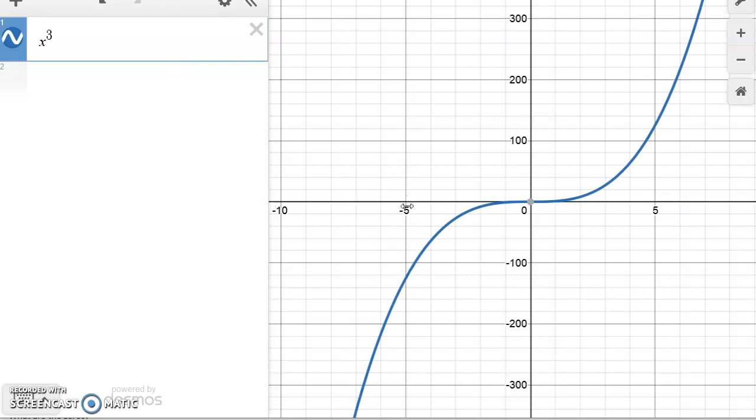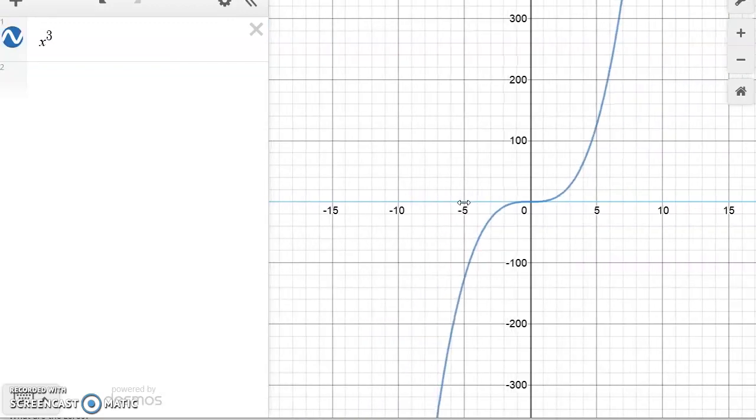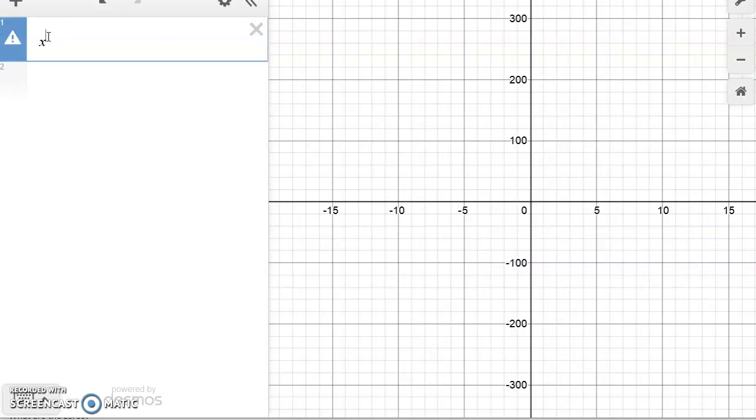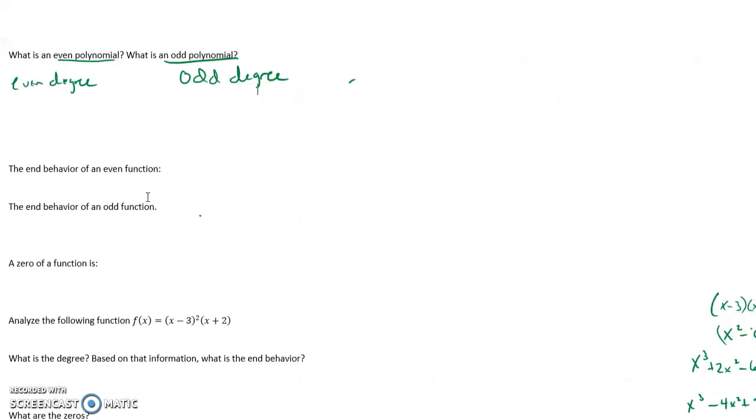X cubed has that S shape, right? We can see that x cubed, same thing if I go x to the fifth, it retains that. I can put any odd degree, x to the 11th, and it will still retain that shape. Now, what we're talking about with regard to this shape is the end behavior of the function. So when we think of an even degree, again, we haven't shifted this at all.